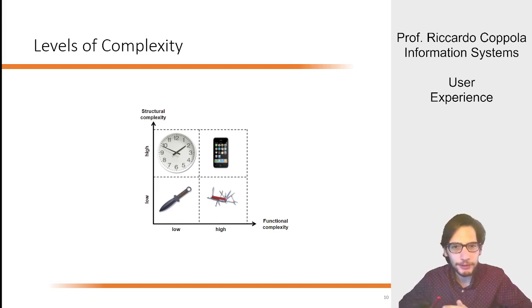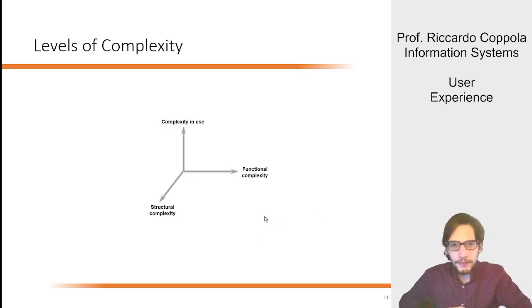So with these examples we can consider the different concepts, the different layers of complexity for any system when we perform user experience design. Actually, when we talk about user experience, we have a third layer of complexity, which is the so-called complexity in use. We cannot only think about the complexity of the functions and the complexity of the construction of the device, but we also have to care about the complexity in using the device.